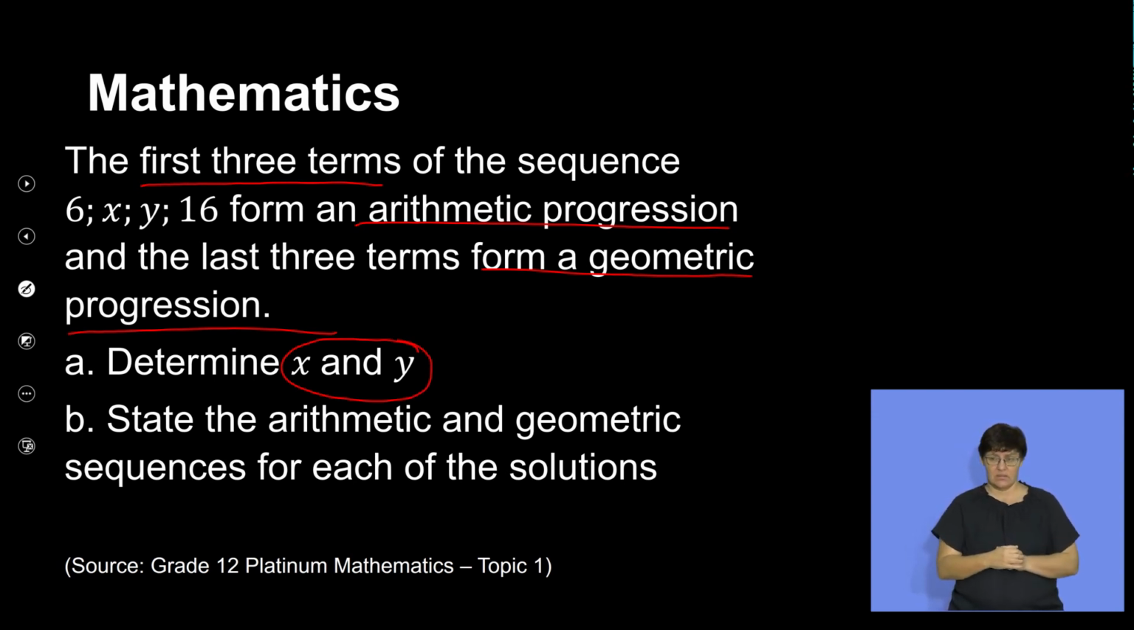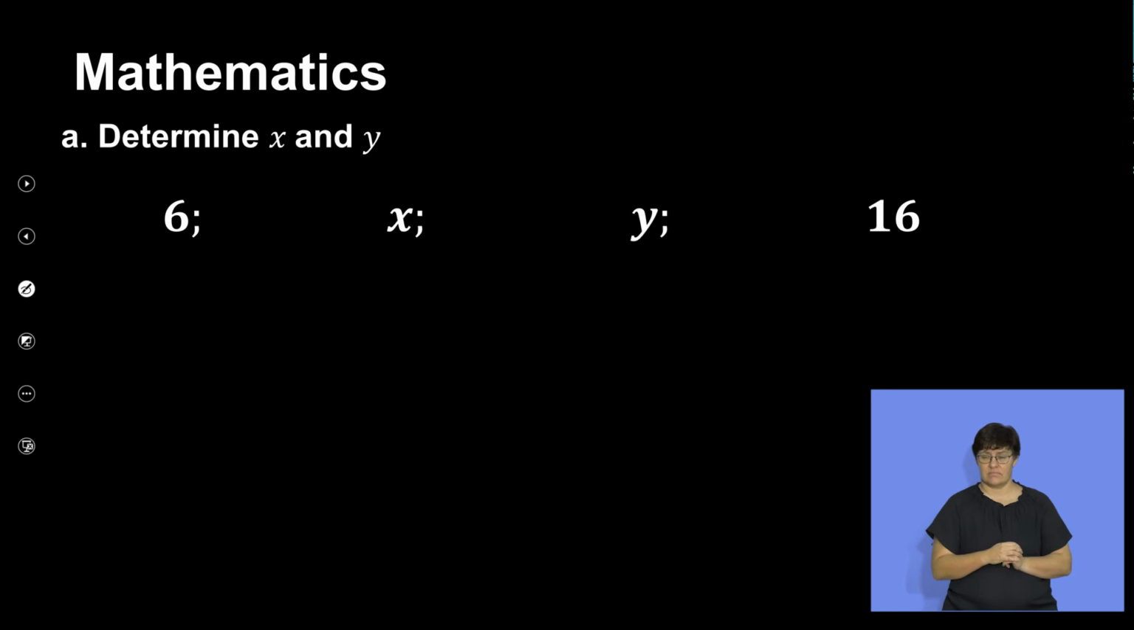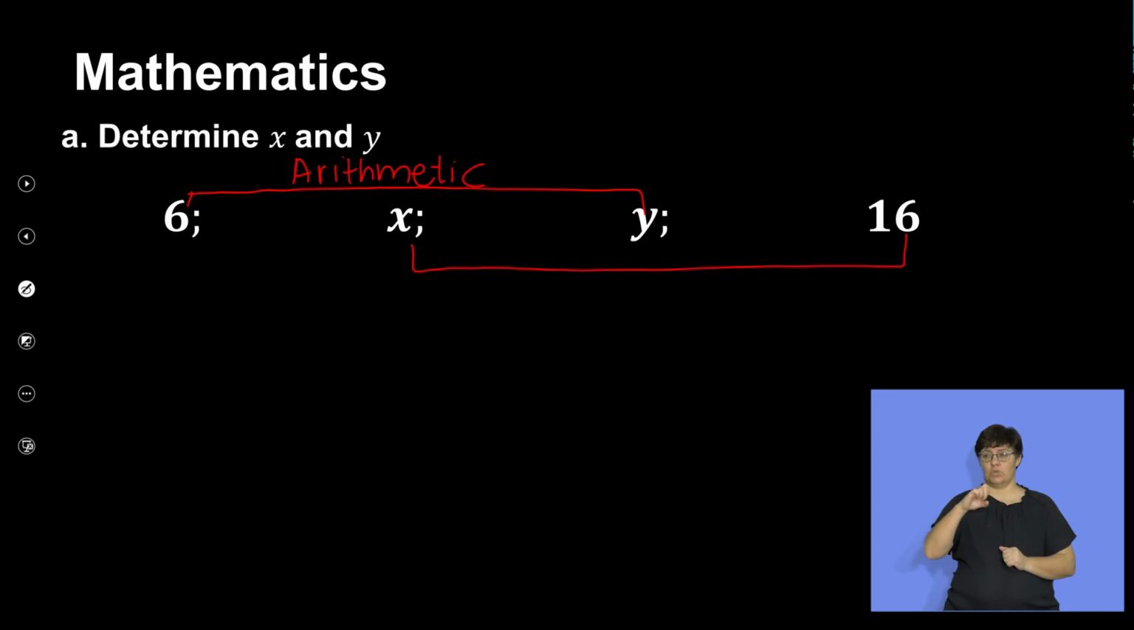B is asking me to state the arithmetic and geometric sequence for each of these solutions. So please remember the first three terms are arithmetic, so that's your common difference. The last three terms are geometric, which means it's going to be a common ratio. Please note I've just written CD for shorthand for common difference and CR for common ratio. So we need to determine x and y. These three are arithmetic and the last three are geometric.